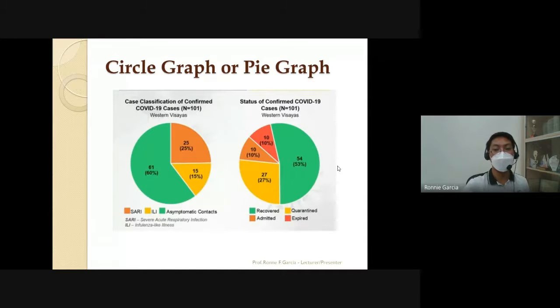Circle graph or pie graph is also common. That is one way to present data in an organized manner. You can see that the biggest area of the circle is the largest share. For example, case classification of confirmed COVID-19 cases in Western Visayas. So 60% are asymptomatic, then some are severe, and some just have influenza-like cases. So you can see in the graph, even just by looking at it, you can get the information. That's one way to present data.